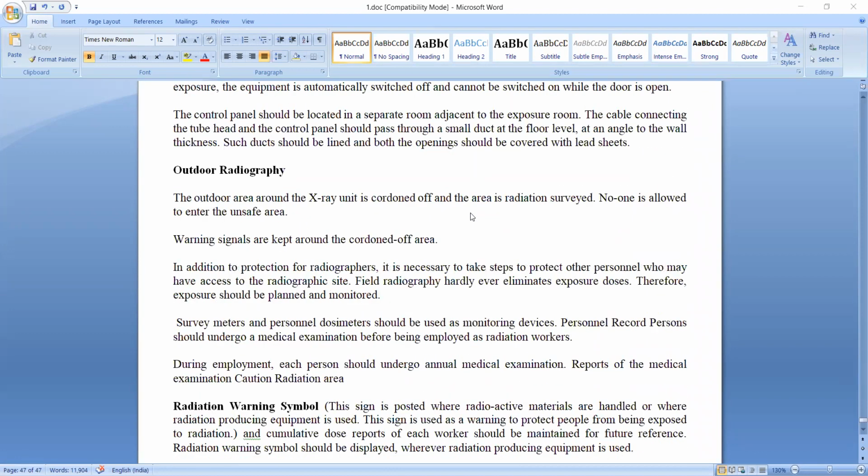Okay, outdoor radiography. Suppose you are using outdoor radiography, first thing, no one is allowed to enter that area, because that is an unsafe area, because radiation leakage is there. So we have to avoid persons entering that particular area, and we have to maintain some warning signals around that area. Okay, and we have to take the necessary safety precautions while conducting radiography outdoors. We have to use dosimeters or survey meters for measuring the radiation around that area. Okay, these are the main steps we have to take while doing X-ray radiography.